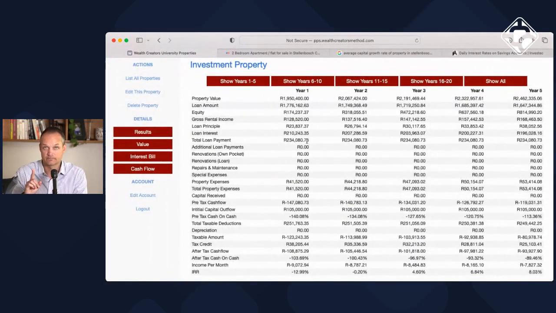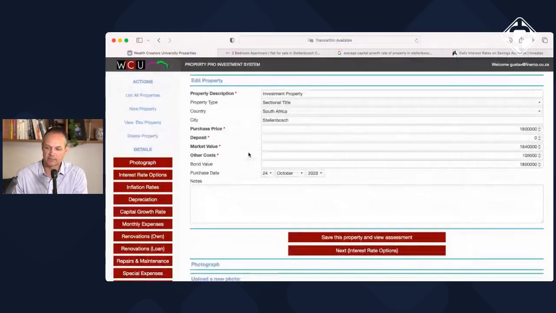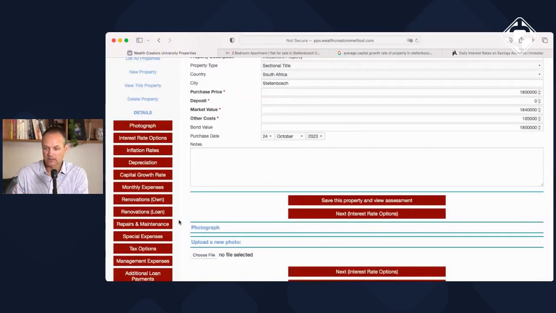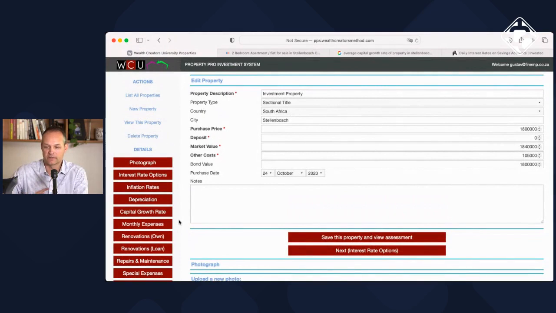However, let's crunch and play around with the numbers slightly and see what should be the ideal scenario for this investment to be a good investment opportunity. So I'm going to go back to edit the property. Probably, in my view, the single biggest variable that will have a big impact on this investment property becoming a very viable opportunity is the purchase price.